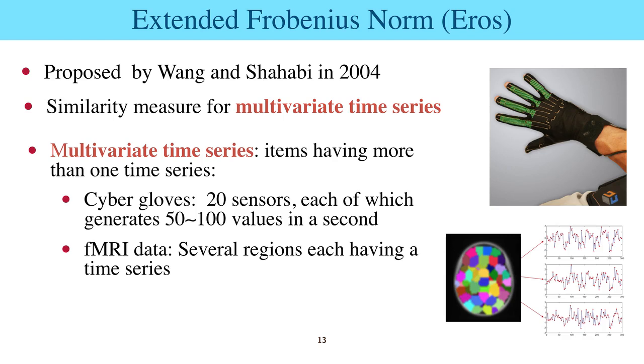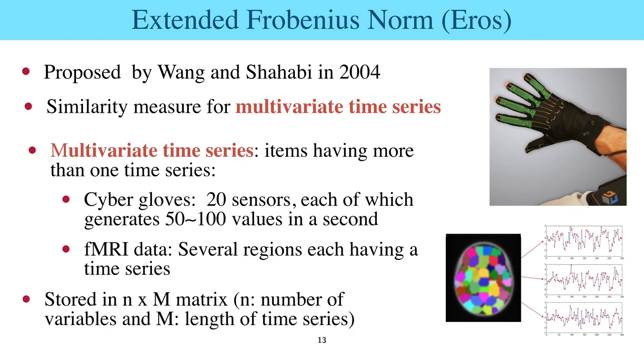This method was proposed by Wang and Shahabi in 2004, and it is a measure of similarity between two multivariate time series. Basically, in multivariate time series, we're dealing with items having more than one time series. For example, in cyber-physical systems, we have a bunch of sensors, each of them generating a time series, and fMRI data is another example of multivariate time series, in which we have a bunch of regions, and for each region we have a time series. We can store the multivariate time series in an n by m matrix, where n is the number of variables and m is the length of the time series, or the number of time points.